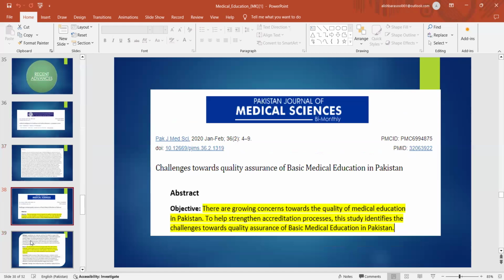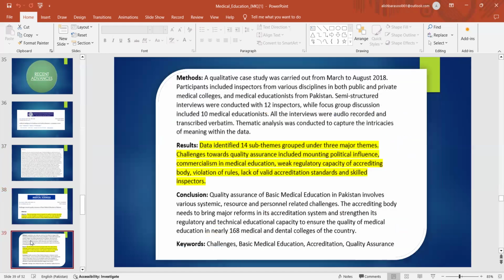Challenges towards quality assurance of basic medical education in Pakistan. There are growing concerns towards the quality of medical education in Pakistan. To help strengthen accreditation process, this study identifies the challenges toward quality assurance of basic medical education in Pakistan. The data identified 14 sub-themes grouped under 3 major themes. Challenges towards quality assurance included mounting political influence, commercialism in medical education, weak regulatory capacity of accrediting body, violation of rules, lack of valid accreditation standards, and skilled inspectors.